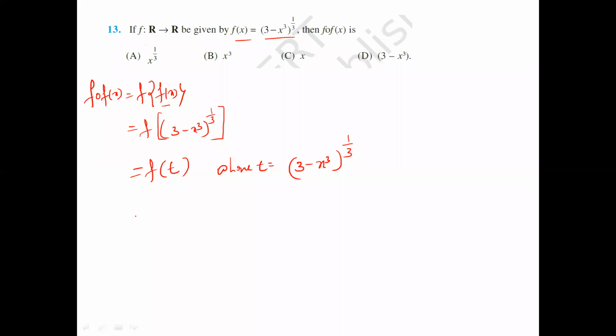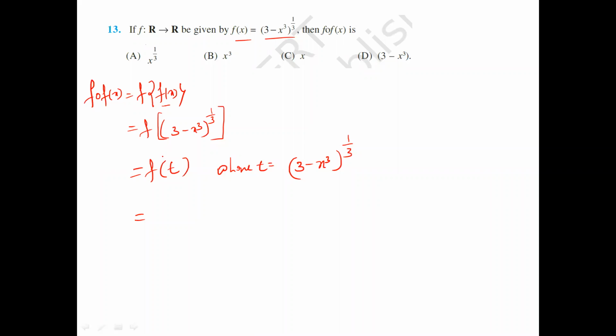Now right here, what is the f of x value? F of x value is nothing but 3 minus x cube whole to the power 1 by 3. Now replace this whole quantity by t, where t equals 3 minus x cube whole to the power 1 by 3.